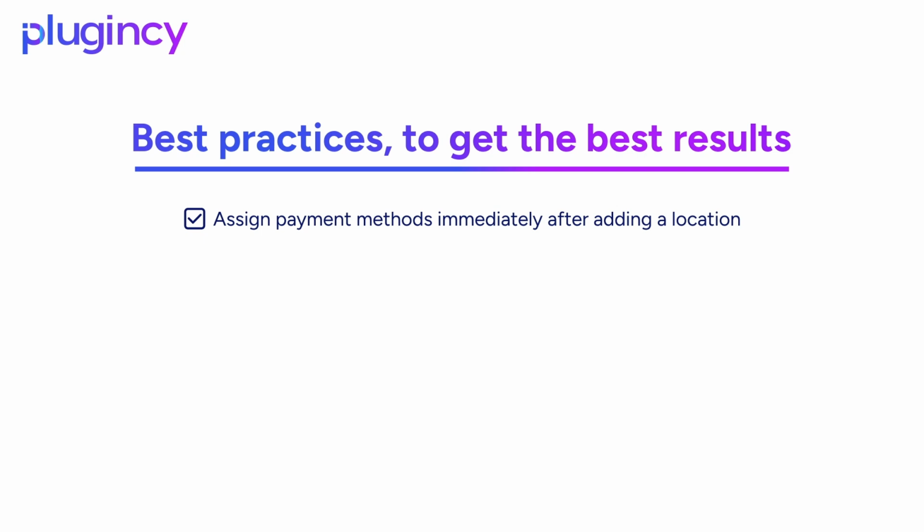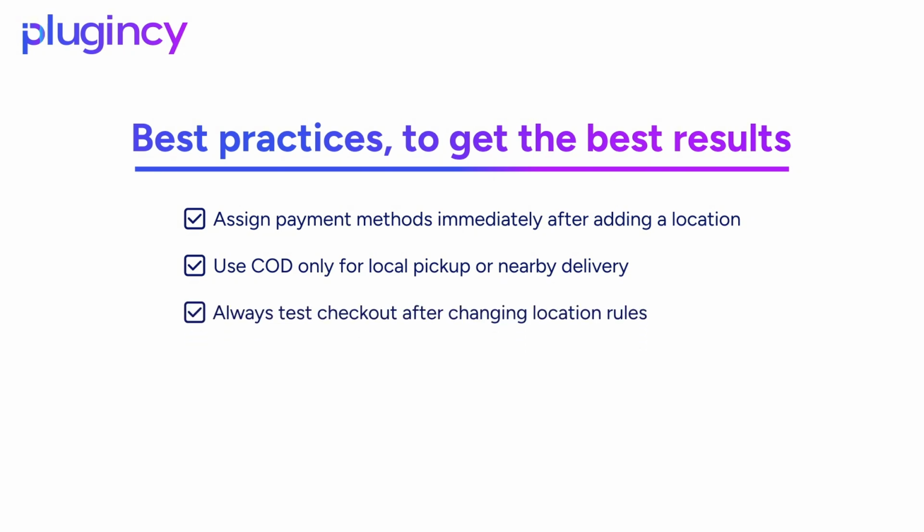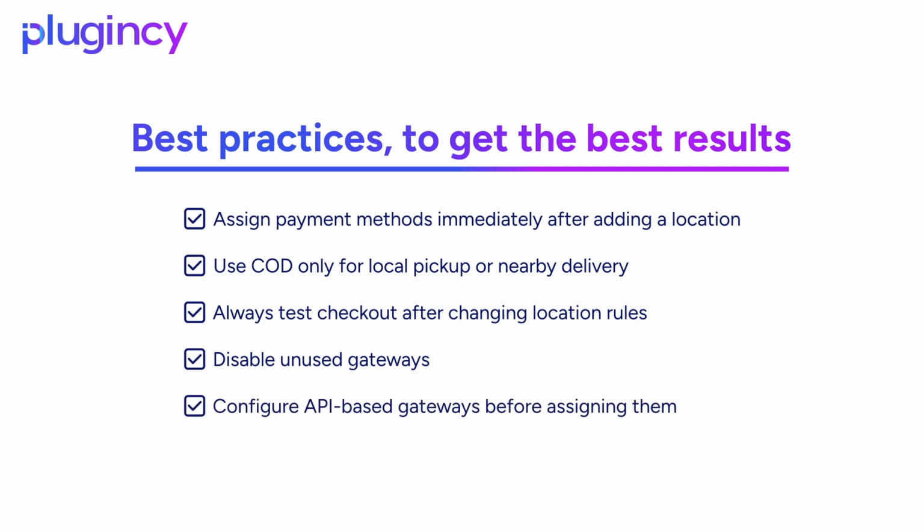So here are some best practices to get the best results. Assign payment methods immediately after adding a location. Use cash on delivery only for local pickup or nearby delivery. Always test checkouts after changing location rules. Disable unused gateways. Configure API-based gateways before assigning them.